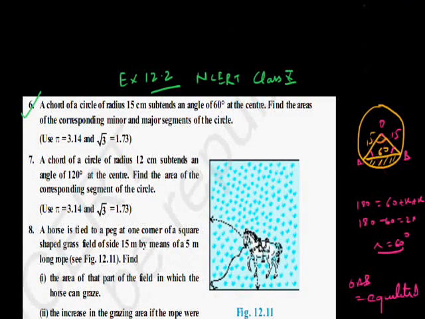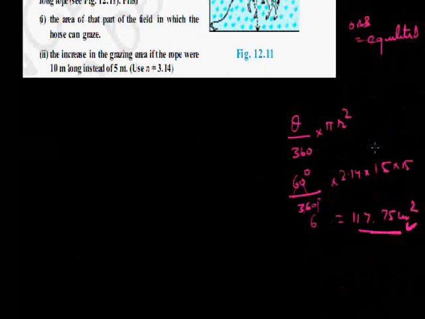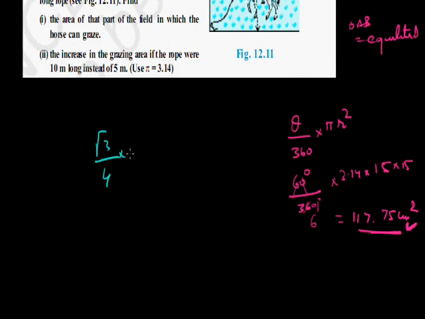Now the area of the sector we have calculated. The area of sector means this whole area. Now we have to calculate the minor segment. We know the area of the sector. If we calculate the area of this triangle, we can calculate the area of the segment also. The triangle is equilateral, and for an equilateral triangle the formula is root 3 by 4 into side square. Here the side is 15.